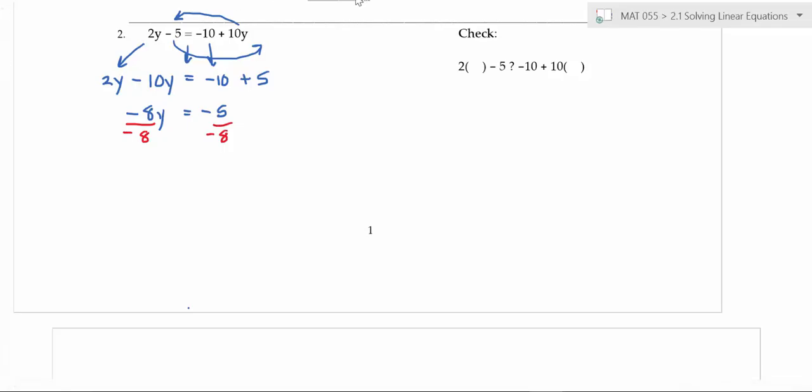So what I'm going to end up having here is that goes to 1. The reason I divided by negative 8 is because I want that to be a positive 1y. Now if I divide two negatives, I get a positive, so that's 5/8. So the answer is y equals 5/8. So that's kind of a cool way to write your steps.